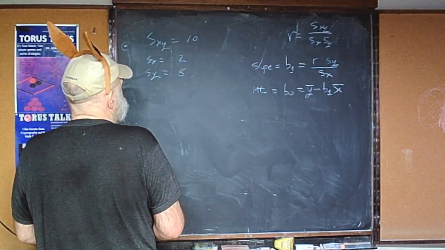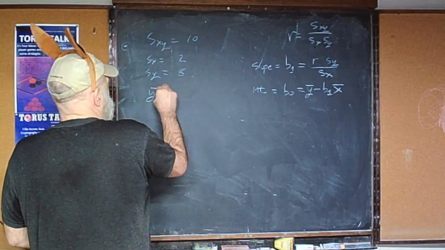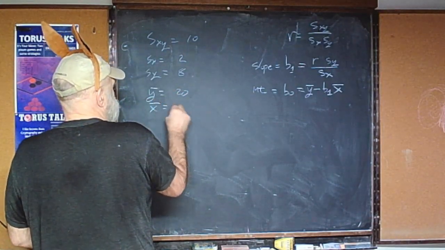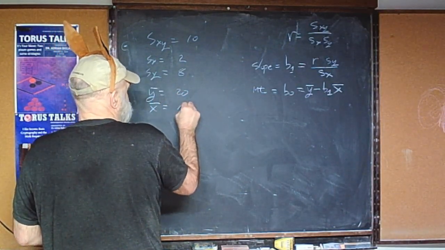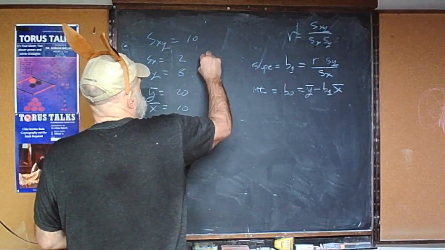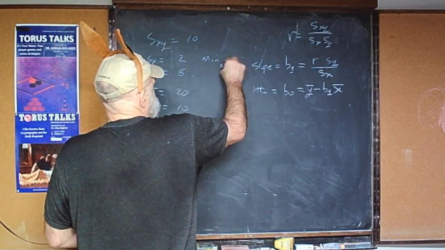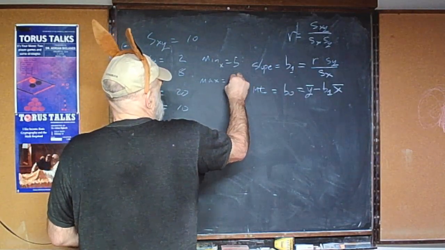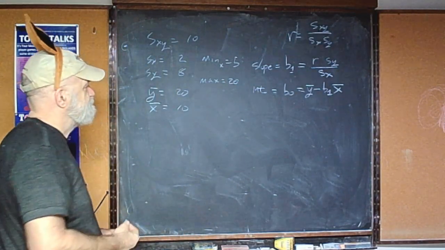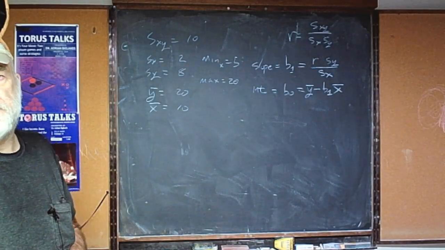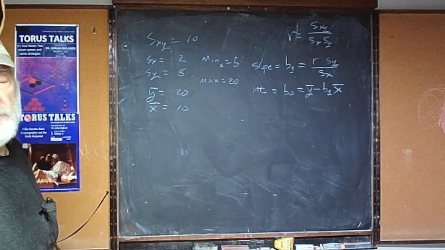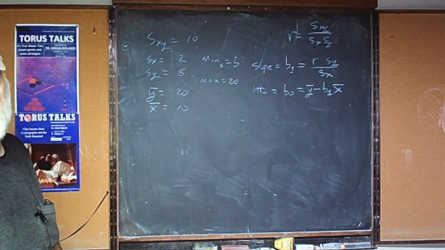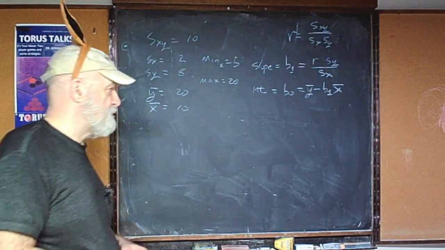Okay. Now, we need y bar. Average value of y might be 20. Average value of x might be 10. We'll keep it simple. And we know that the minimum x value is 5, and the maximum x value is 20. This is typically the numbers they're going to give you. They might give you some extras. They might even give you r pre-calculated. It really depends on who put the exam together, but you should always be prepared to do everything from scratch.